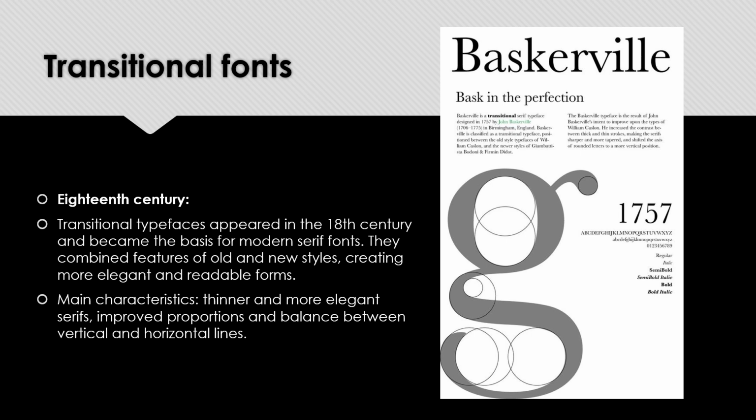Transitional fonts. 18th century. Transitional typefaces appeared in the 18th century and became the basis for modern serif fonts. They combined features of old and new styles, creating more elegant and readable forms. Main characteristics: thinner and more elegant serifs, improved proportions and balance between vertical and horizontal lines.